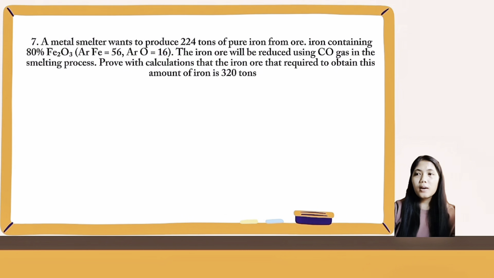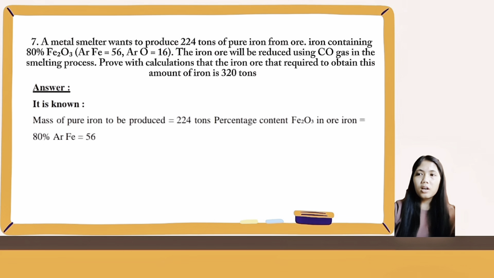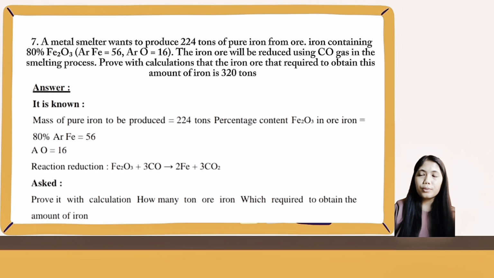Next question: prove with calculation that the iron ore required to obtain this amount of iron is 320 tons. Answer: the mass of pure iron to be produced is 224 tons, the percentage content of Fe2O3 in the ore is 80%, Ar Fe is 56, Ar O is 16, and the reduction reaction is Fe2O3 plus 3CO produces 2Fe plus 3CO2.